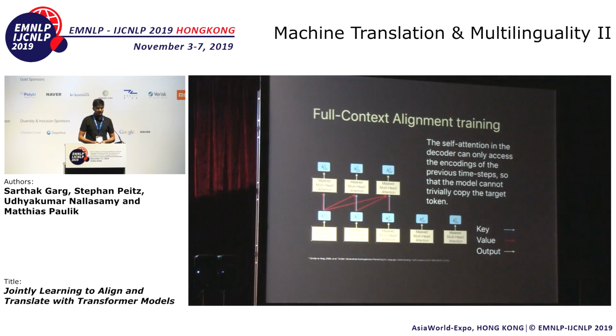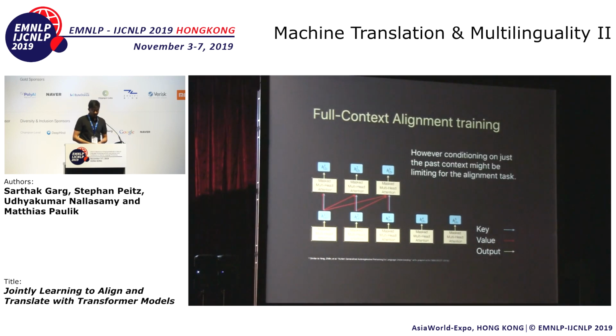In order to improve our multitask model, we introduce full context alignment training. In the self-attention component of the decoder, we mask out the future tokens. This means that the token representation is only allowed to attend to the token representations of the past tokens and not the future. This is done so that the model cannot trivially learn to copy the target token. However, conditioning on just the past is limiting for the alignment task, because for alignment, we assume that we already have access to the whole source and translation sentence.